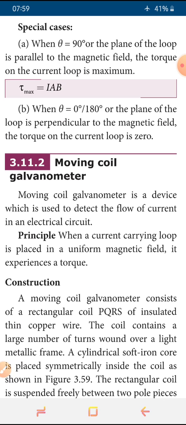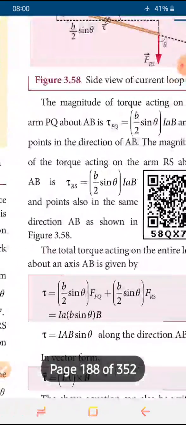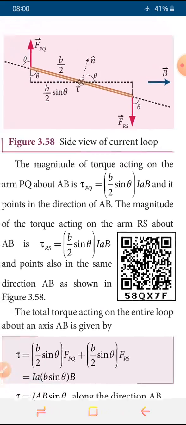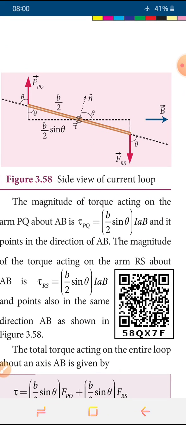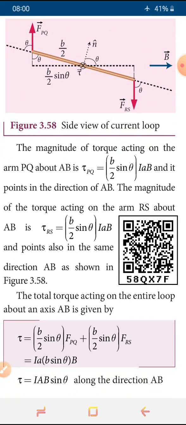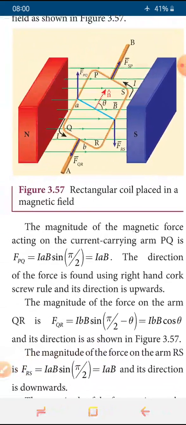Okay, in the concept there is a simple method. Whenever an electric current flows through a conductor placed in a magnetic field, it experiences a force. This force is active in arm PQ and another arm called RS. These two arms contribute the force here, and this force is responsible for producing the torque. Okay, and it gives the answer here. So it is very clear.